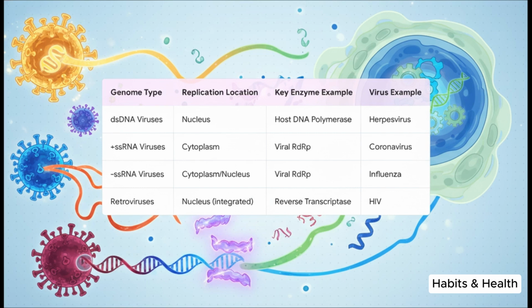Then you have the masters of infiltration, retroviruses like HIV. They use this amazing enzyme called reverse transcriptase to turn their RNA code back into DNA, which they then permanently stitch right into our own chromosomes.